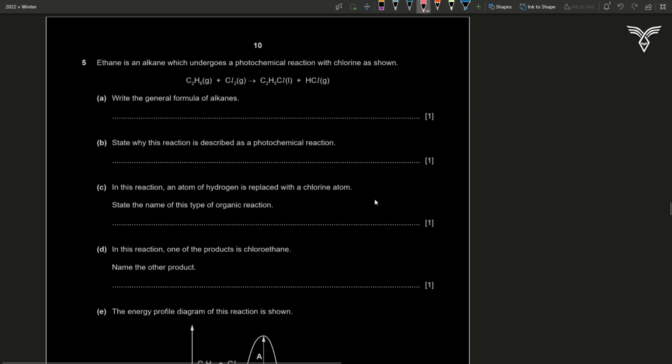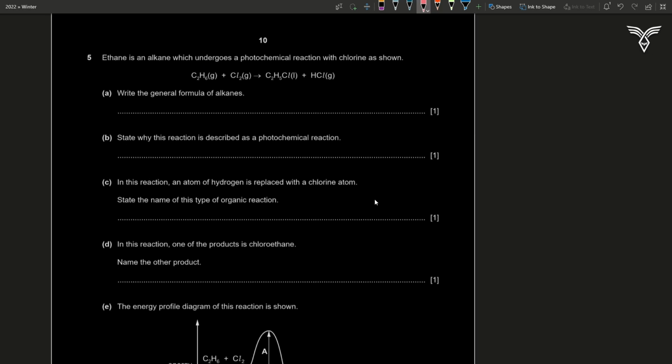Okay. Question 5. Ethane is an alkane which undergoes a photochemical reaction with chlorine as shown. Write the general formula of alkanes. The general formula of alkanes is CnH2n+2. These are things that you memorize. I don't advise you to try to invent them in the exam, just memorize them.